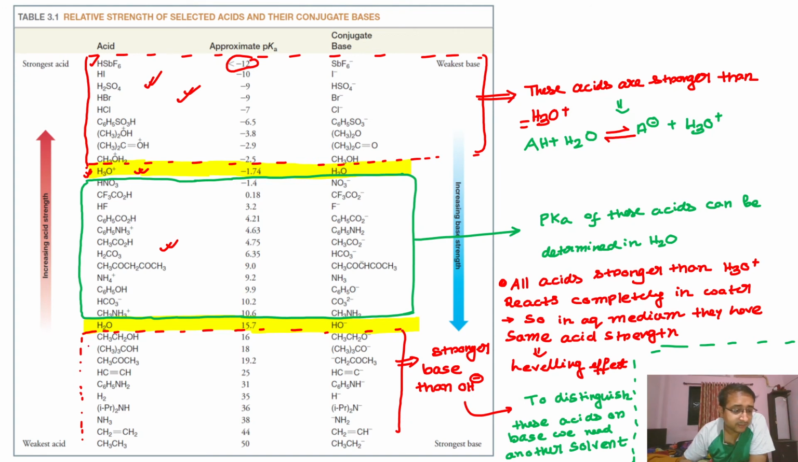On the other hand, these are very strong bases. They have much stronger basicity than the hydroxide ion. That's why you cannot determine their basicity in water. The same leveling effect will be there in this case also, but here the leveling effect is because of their strong basicity. So to distinguish these bases, we need some other solvents, not water.